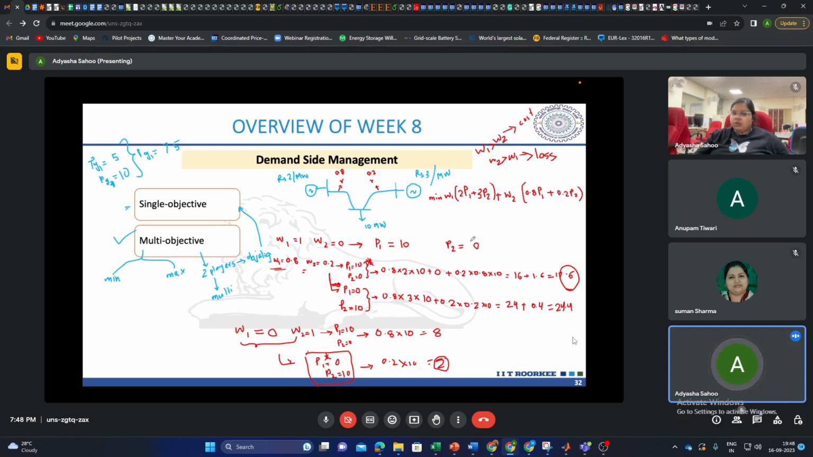So what I wanted to convey is basically depending upon this weight W1 and W2, the solution will be different. So it is like which objective you want to prioritize more. So that way you need to tune the parameters of this objective W1 and W2. So I hope this was clear.